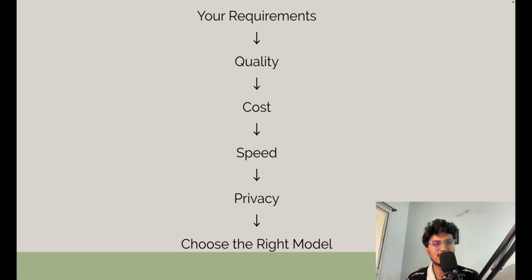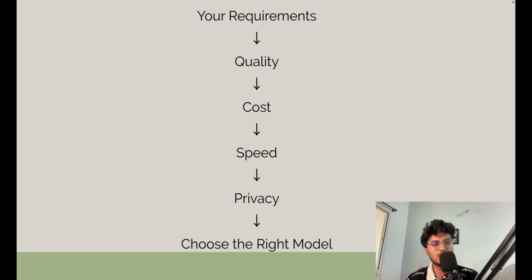Okay, so let's summarize. There is no universally best AI model. Different models optimize for different trade-offs. Closed models prioritize managed performance and convenience. Open weight models provide flexibility and self-hosting options. Choose the model based on your application requirements, not just benchmark scores.